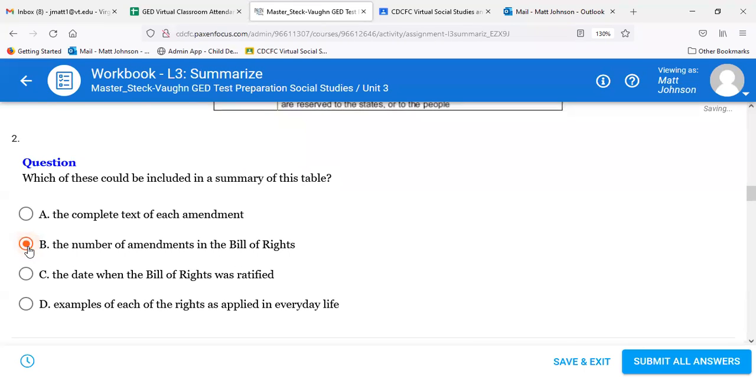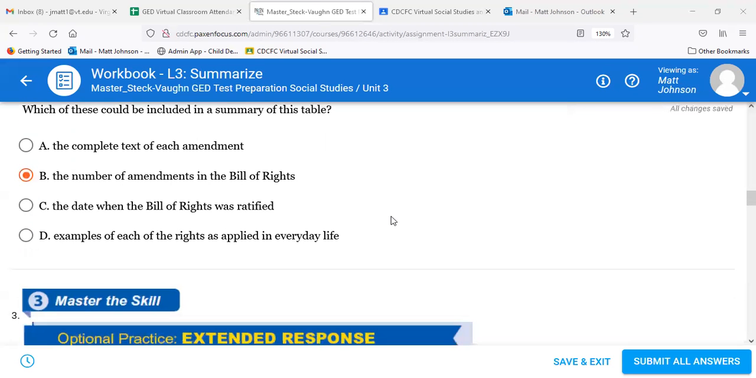B is in boy, right? The number of amendments in the Bill of Rights. So that's included in the summary. The rest of the stuff wouldn't be a great summary, right, if we had examples of each of the rights as applied in everyday life. That's not summarizing. The dates, no, for one, it's not in the table, and that's also a little too much detail. And A, the complete text of each amendment, also not summarizing, right? We're putting things into our own words. So B as in boy for number 2.